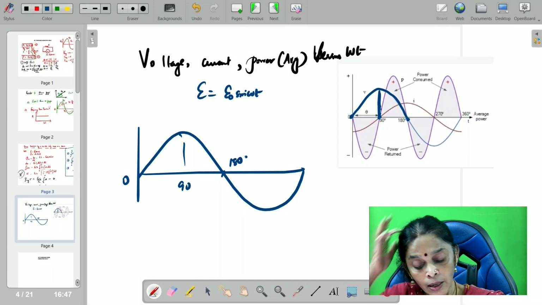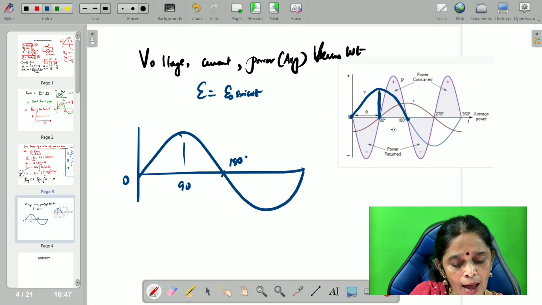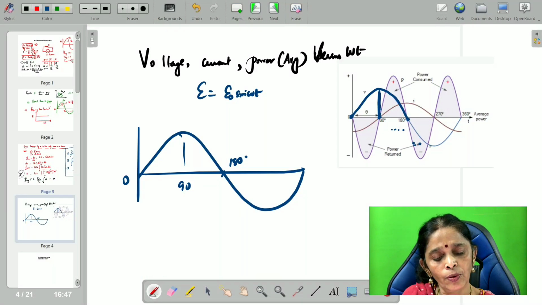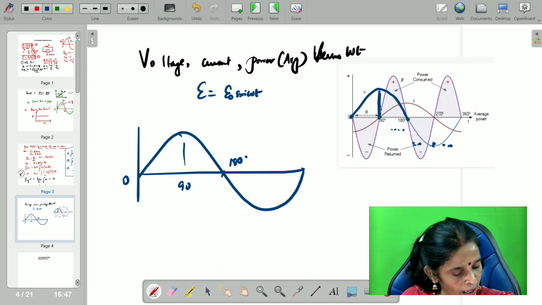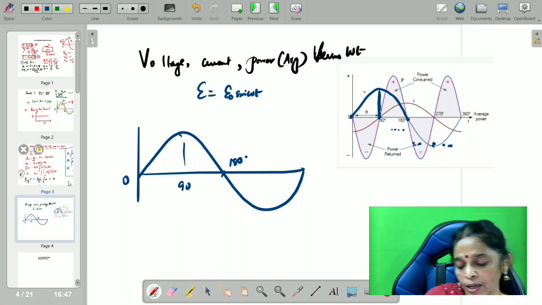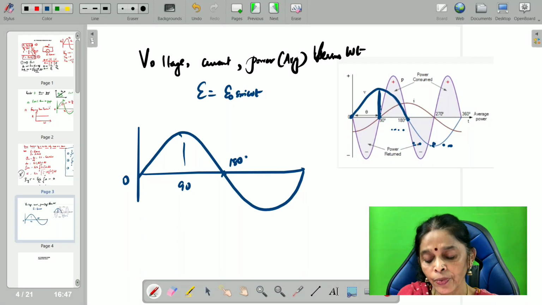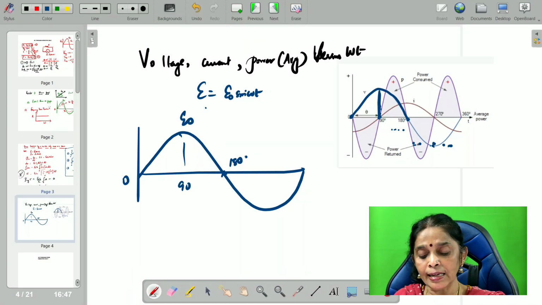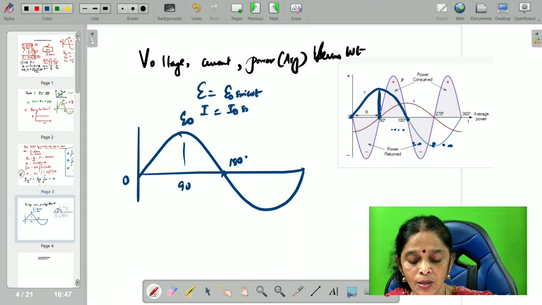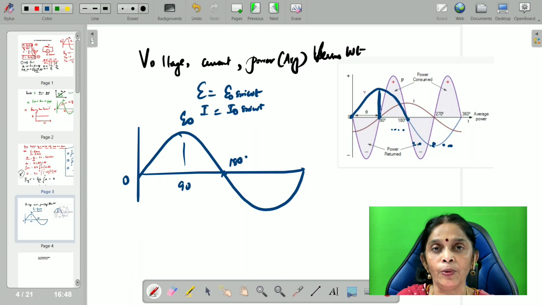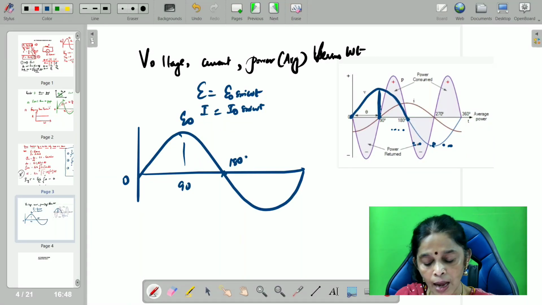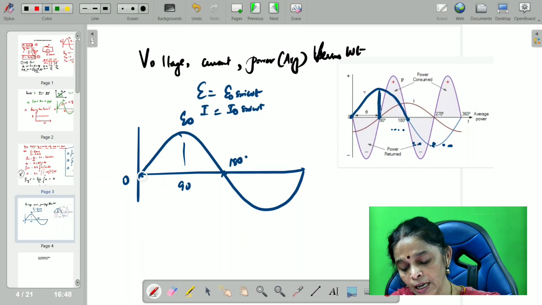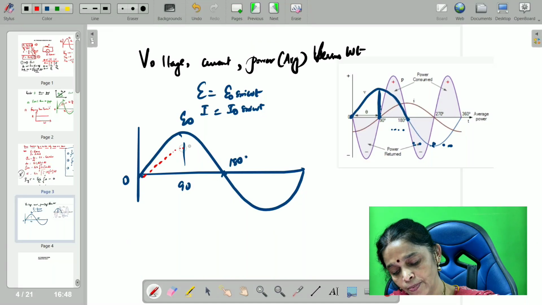Now, I think this is not the graph, I guess. Let me check that. Okay, this is not the graph. I can remove this after I teach you. Now, this is voltage. Current I is equal to I naught sin omega t, right? That is also sinusoidally varying with respect to time. So current I is also I naught sin omega t. This is current.